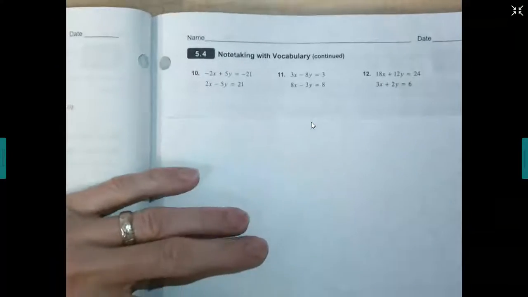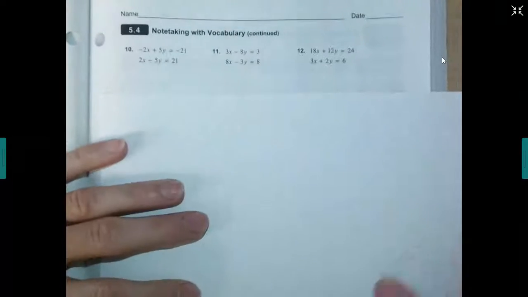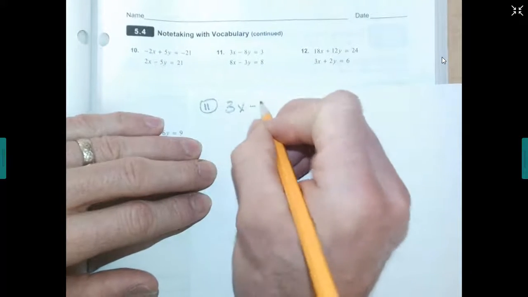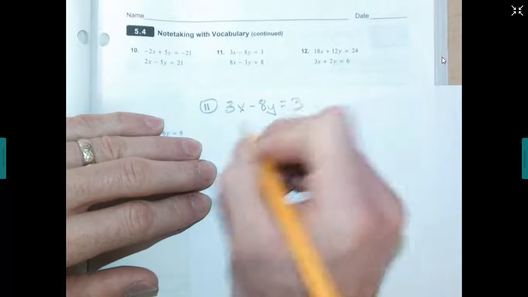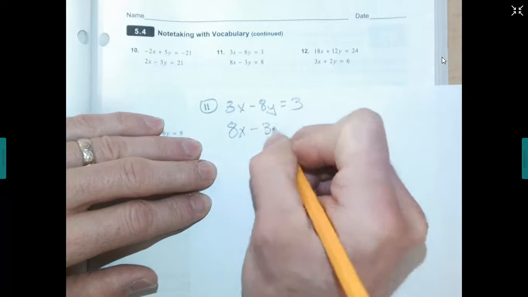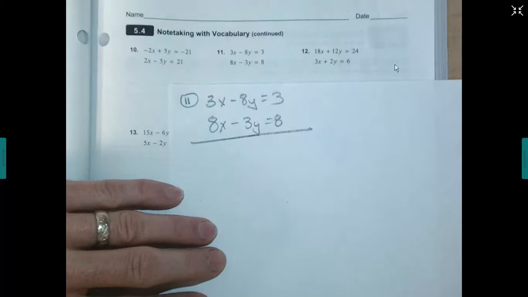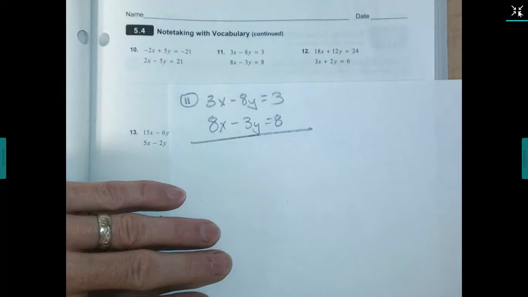All right, and let's do number 11. I have 3x minus 8y equals 3. 8x minus 3y equals 8. So, let's check this out on our Desmos.